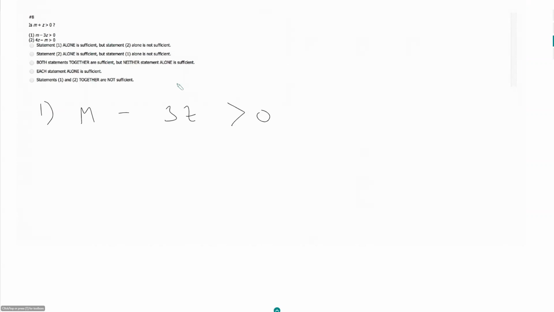So let's just think about some values for m and z, and then see what they tell me about m plus z. I need an m, I need a z, I need a 3z, so I can make sure m minus 3z is greater than 0. And then I gotta see what it's telling me about m plus z. For example, if I say m is equal to 10 and z is equal to 3, so 3z is 9, and so 10 minus 9 is 1, so this checks out.